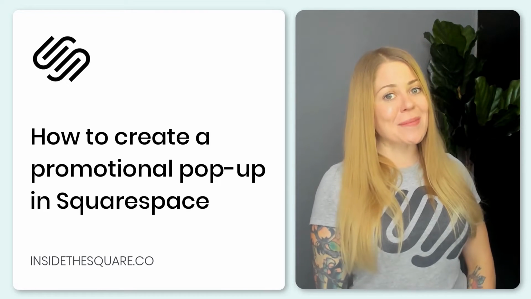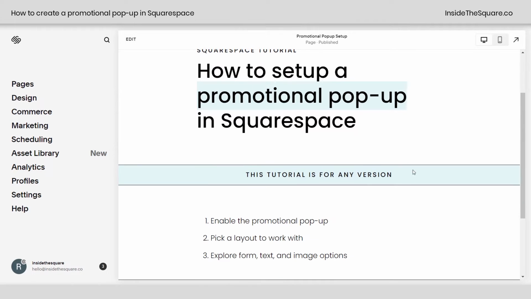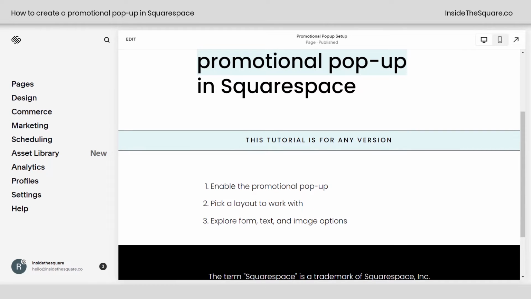by super simple step. We are inside Squarespace, and I am using version 7.1, but this tutorial will work for any version of Squarespace. Your promotional pop-up will be the exact same way, even if you're using an older site. So what we're going to do today is enable the promotional pop-up, we'll pick one of the layouts to work with, and then we'll explore the form, text, and image options.